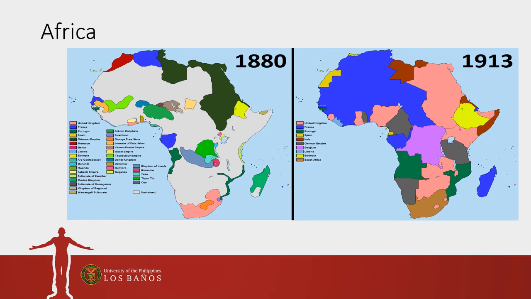So Africa was not spared from European colonization. And in fact, the Europeans brought Africans to the Americas for hard labor. And you can see here the difference in the areas colonized from 1880 to 1913. So the blue region is France, peach United Kingdom, green Portugal, yellow Spain, purple Belgium, and red Italy.